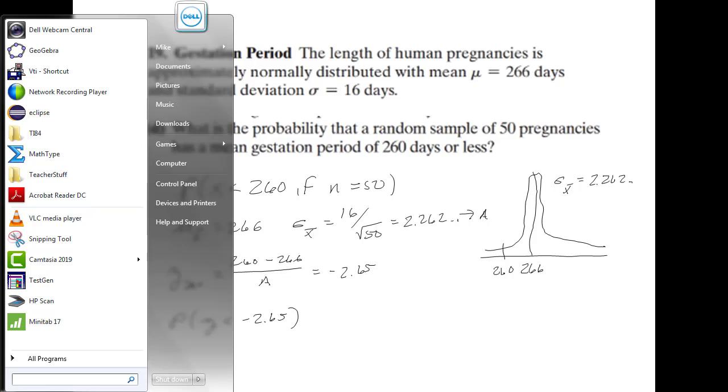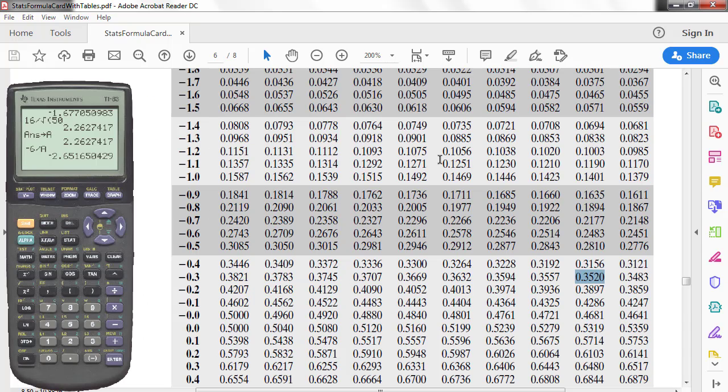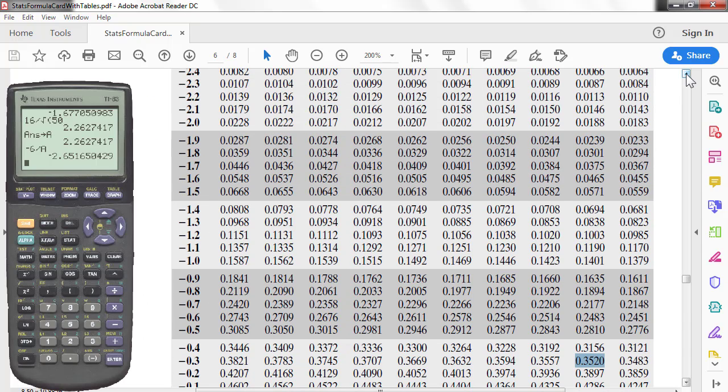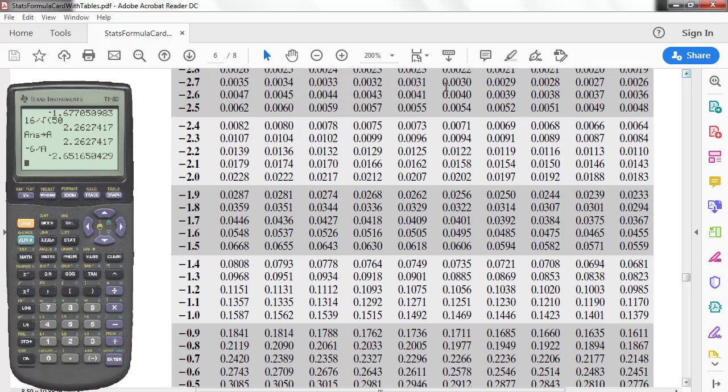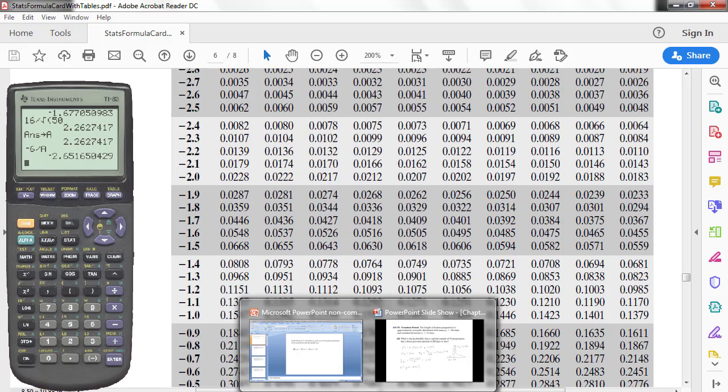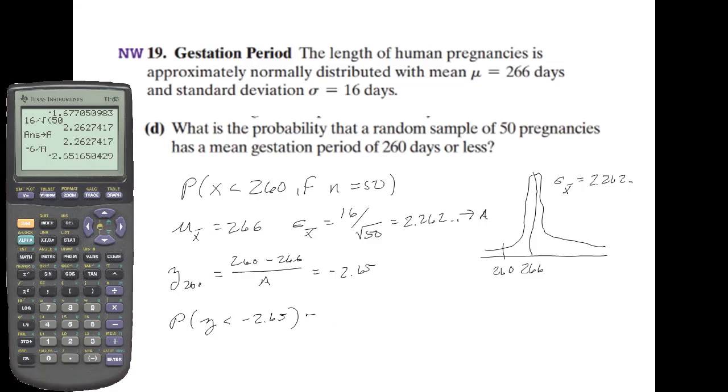So I go over here and bust out the table. So negative 2.65, I got to go up a little bit here, a little bit more. So negative 2.65. So that's 1, 2, 3, 4, 5. So .0040. All right, so we'll go back to my thing, and this is equal to 0.0040. All right, so what does this mean? So this is the area I'm looking for, and this is 0.0040.